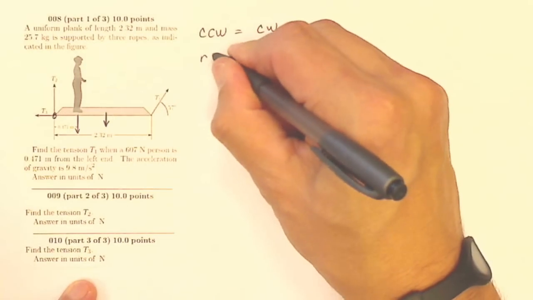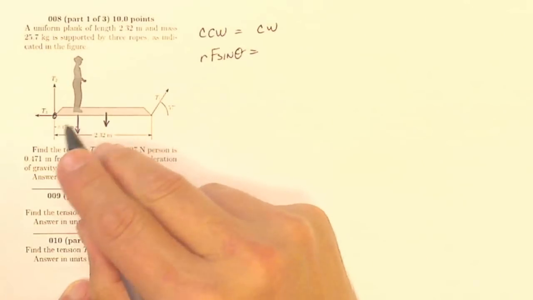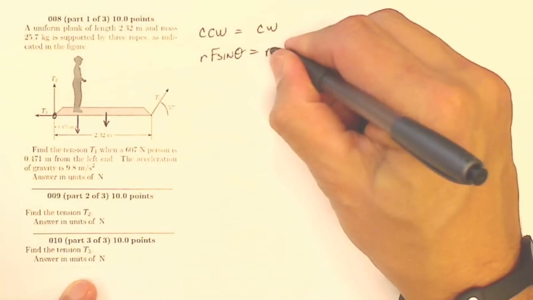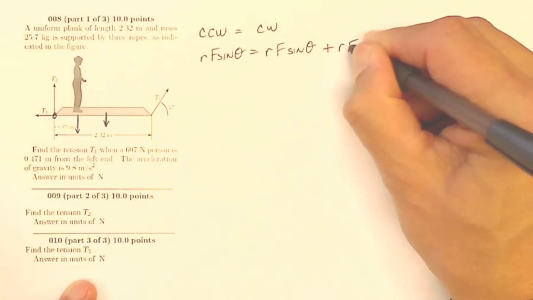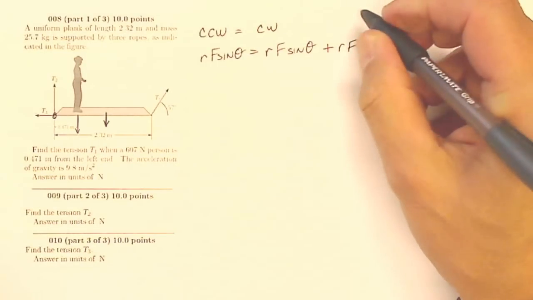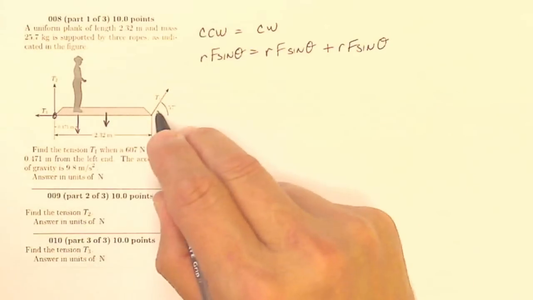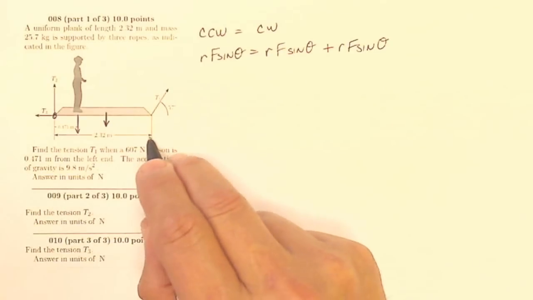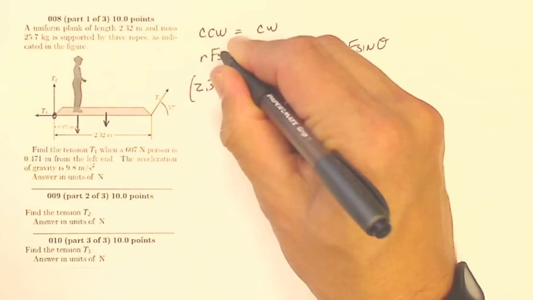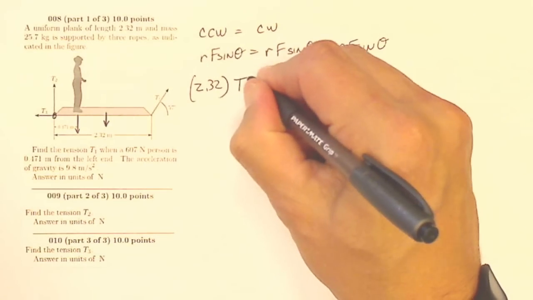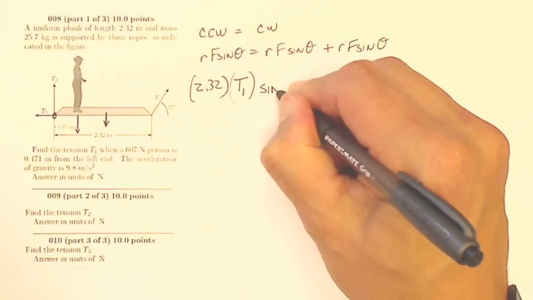So I'm going to have my rF sine theta for that one equals my clockwise, which are these two. So that's going to be one rF sine theta and another rF sine theta. This one is going to be my T1. What my r there is going to be the length of the board, because that's my pivot. I am 2.32 meters away from my pivot. So that's going to be 2.32 times my force, which I'm looking for, which they call T1, times the sine of theta.